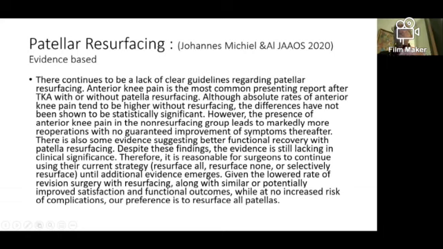The other point that we discussed in knee alignment in total knee arthroplasty is patellar resurfacing. Do we resurface or not resurface? This is what the evidence was in 2020, published in the Journal of the American Academy of Orthopaedic Surgeons. There continues to be a lack of clear guidelines regarding patellar resurfacing.